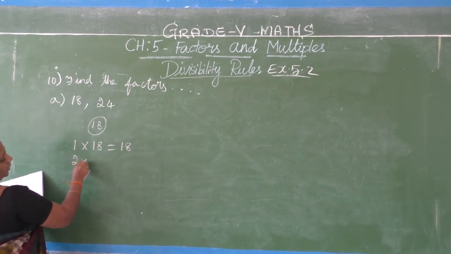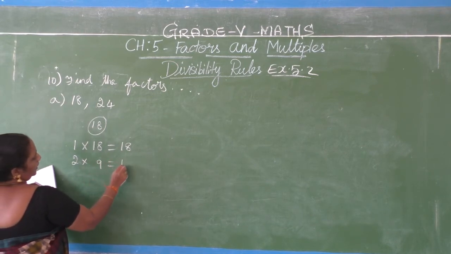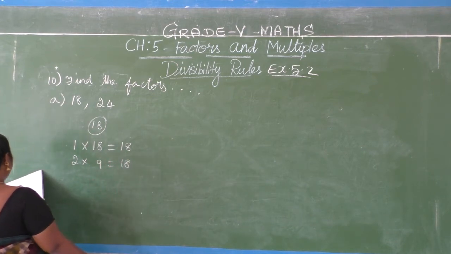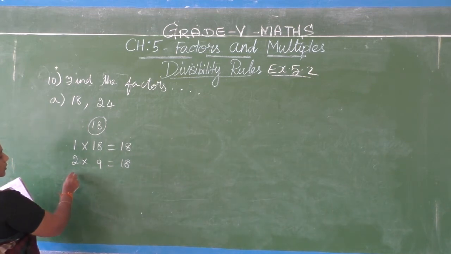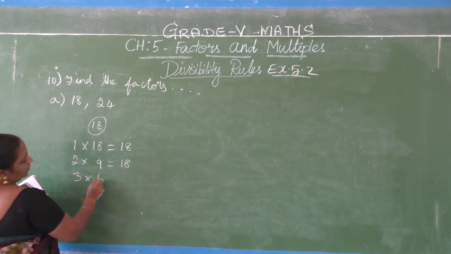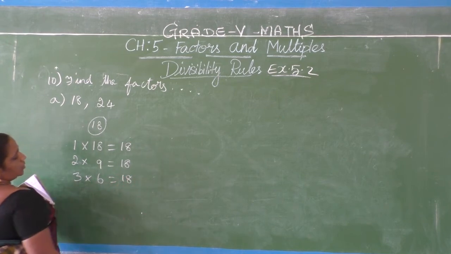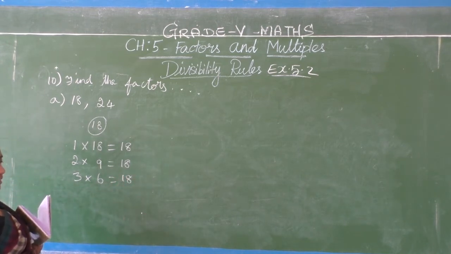Then 2 nines are 18. Isn't it? 2 nines are 18. Then the 3 table will also come, the 6 table will also come, no? 3 sixes are 18. That's all. These are the factors of 18.